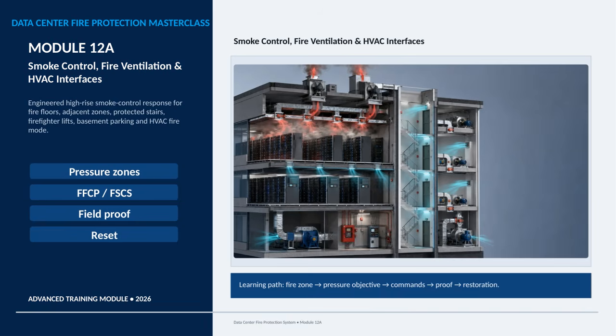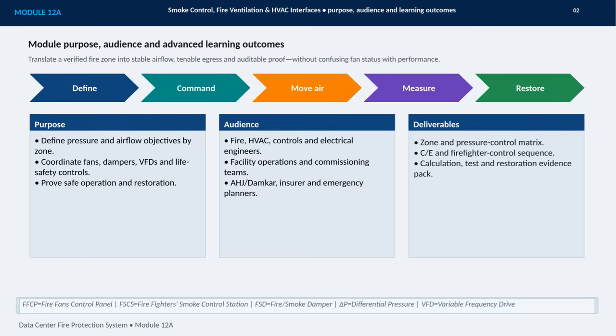Along the way, we'll connect the operational controls, including pressure zones and the FFCP or FSCS, with the evidence required in the field. The key principle is that a smoke control system is not complete when it receives a command. It is complete when its performance is verified. We'll finish by considering reset and restoration, so the system can return to normal operation in a controlled and reliable way. This module focuses on the practical interface between smoke control, fire ventilation, and HVAC systems.